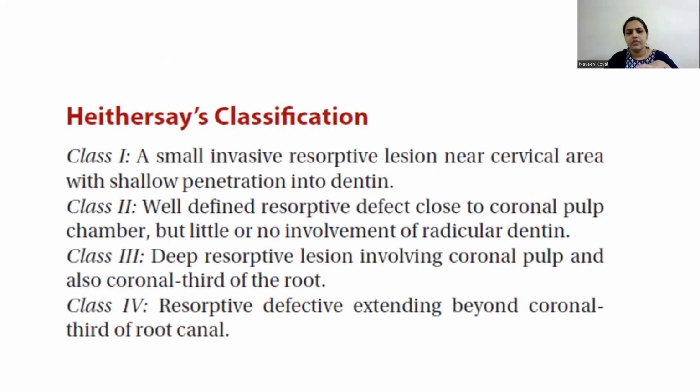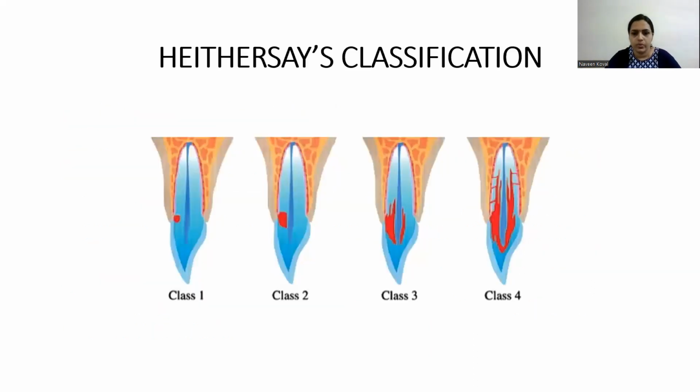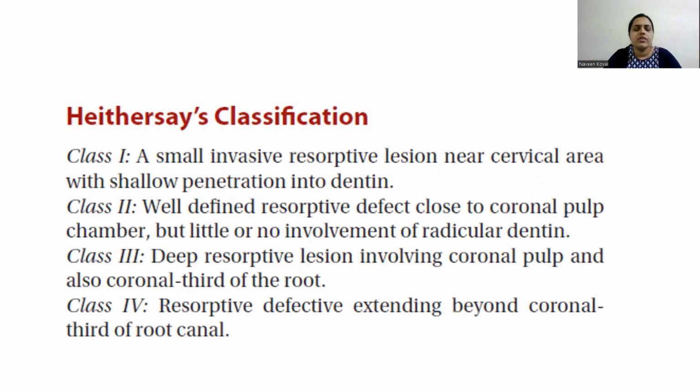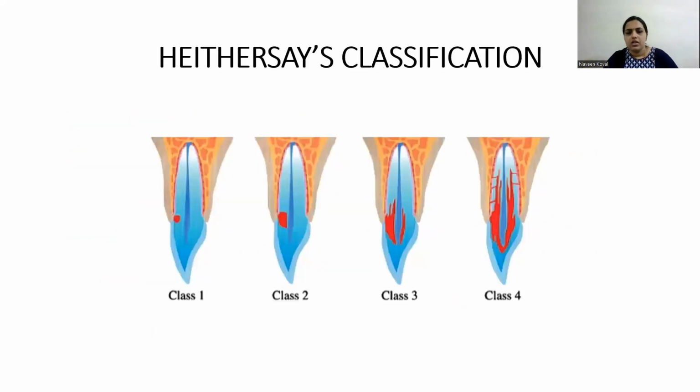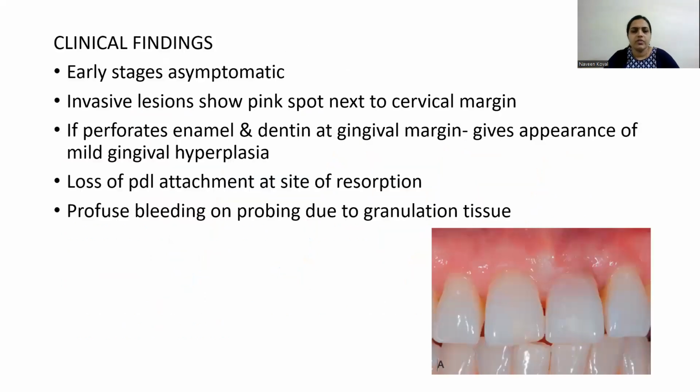The third one is worse than Class 2. That is a deep resorptive lesion involving the coronal pulp and also the coronal third of the root. The fourth one is a resorptive defect extending beyond the coronal third of the canal. That is the fourth one. This is the Heithersay classification of external cervical resorption.